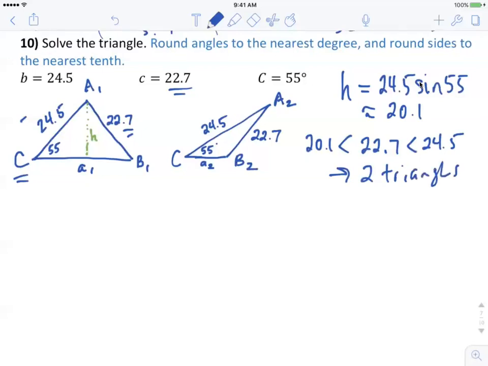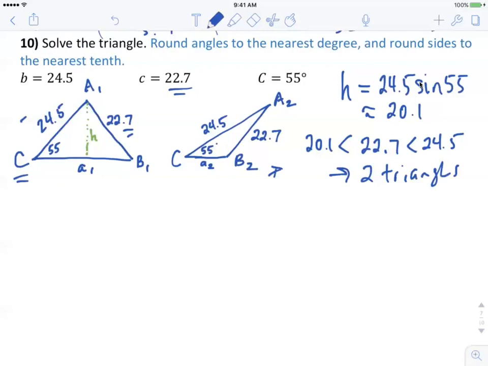And so I've drawn the other one that if I swing the side over, you'll get this obtuse triangle here. And I just labeled those with subscript 2s. But notice with the exact same given information, you can create two triangles, one acute and one obtuse. So we're going to solve each one. Let's start with the acute one, the subscript 1s.